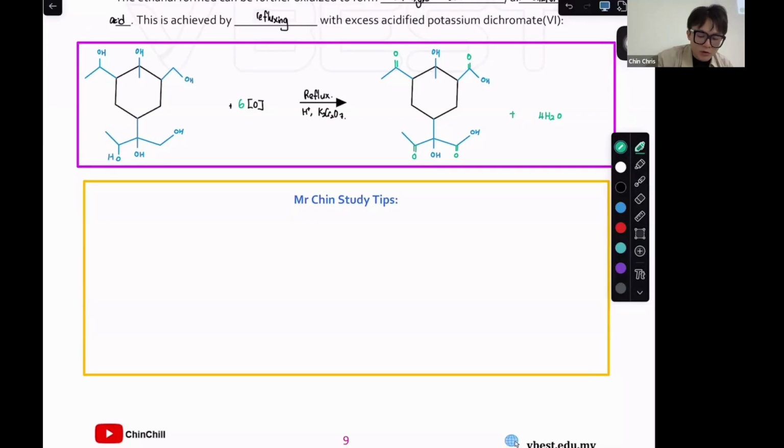Alright guys, finally, tertiary alcohol. If you oxidize it, unfortunately it can never be oxidized.